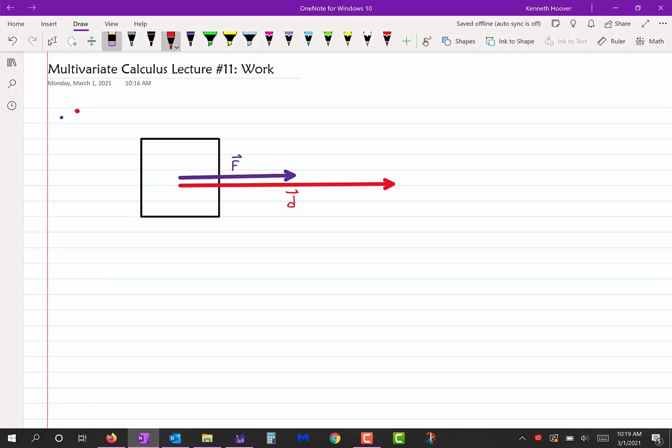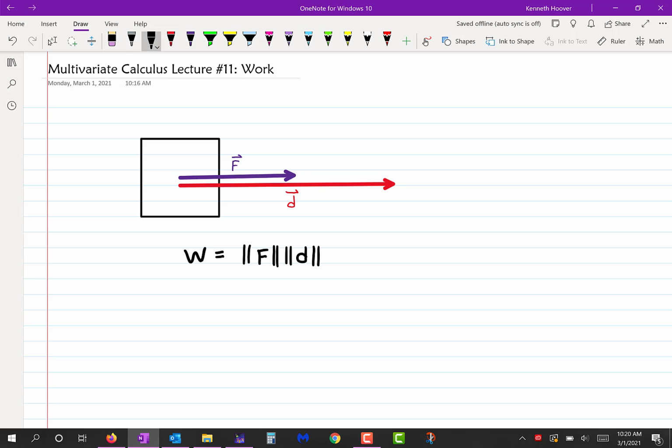The definition of work, in this particular case, would be the magnitude of the force I applied times the magnitude of the distance the object moved. Okay?